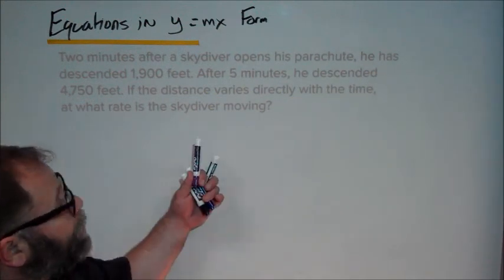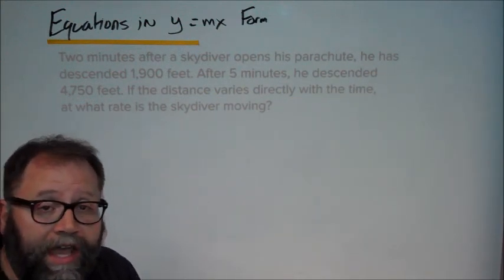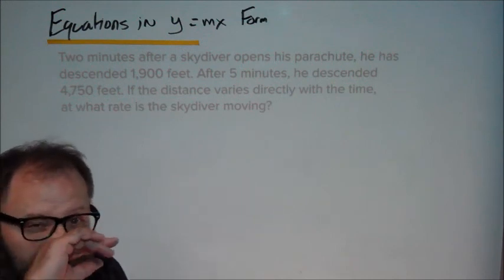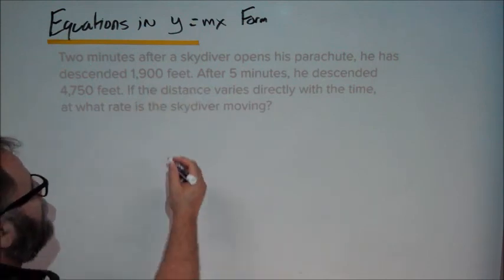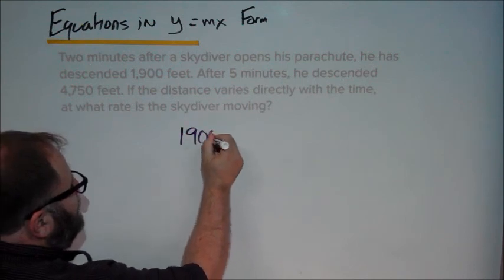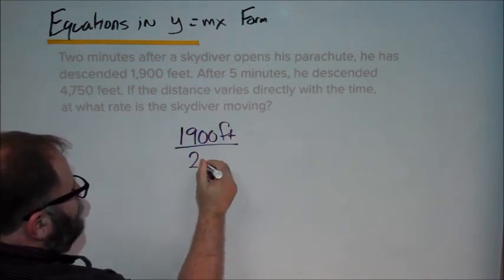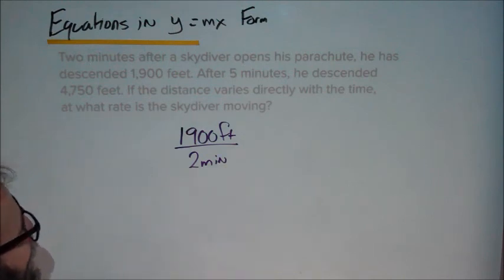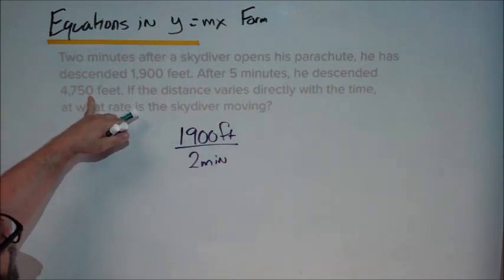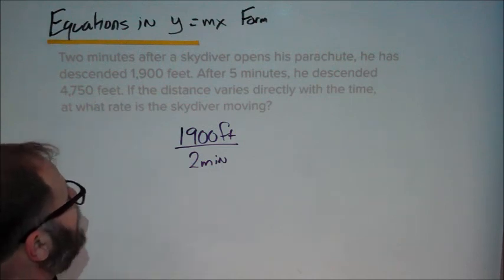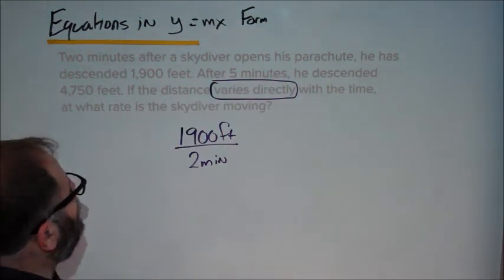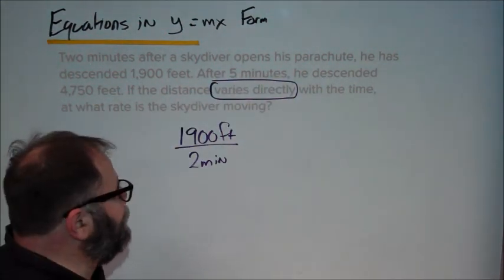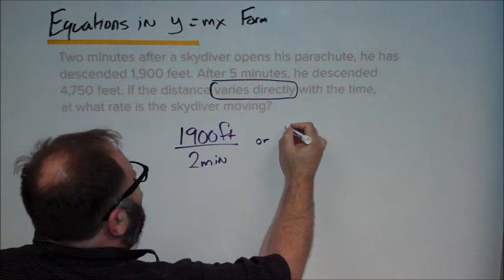Here's an example that's in words. So let's see if we can tease out a direct variation equation from this situation. 2 minutes after a skydiver opens his parachute, he has descended 1,900 feet. So we've got 1,900 feet in 2 minutes. After 5 minutes, he's descended 4,750 feet. If the distance varies directly with the time, at what rate is the skydiver moving?